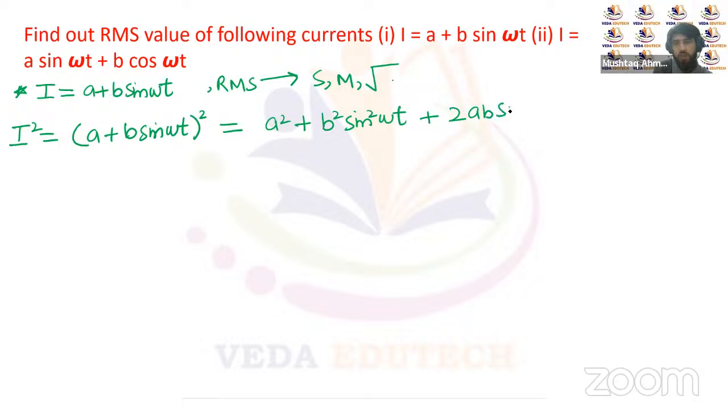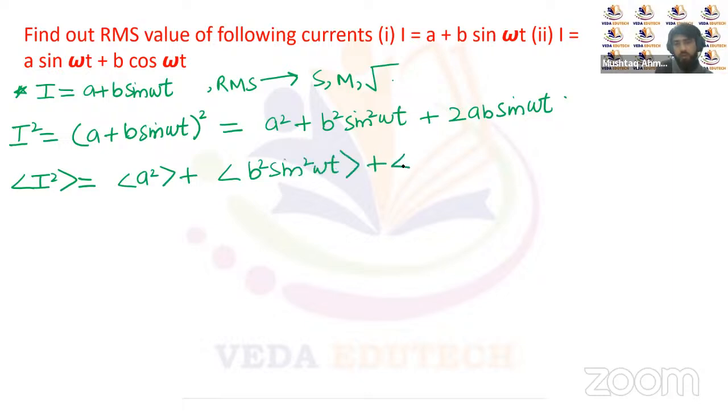2AB sine of omega t, right? This is our square value. Now we have to take the average of the square. So this is the symbol of average. If we take the average of square, we have to take the average of A square, the average of B square sine square omega t, and the average of 2AB sine of omega t. Each and every term, we are taking the average of each and every term.